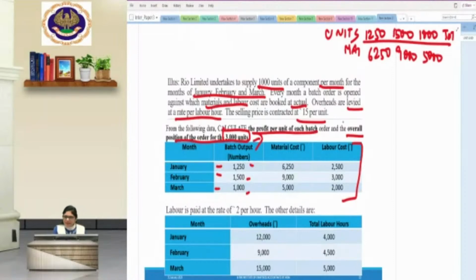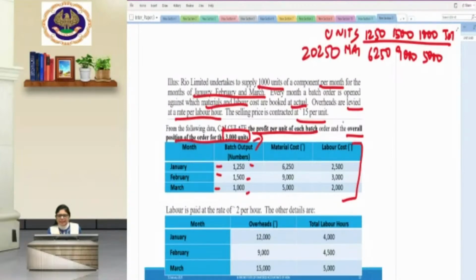6250 plus 9,000. How much is the total of units? Total units. Do the total of units also. So 2250. I'm writing the total over here. 2250 is the total material.